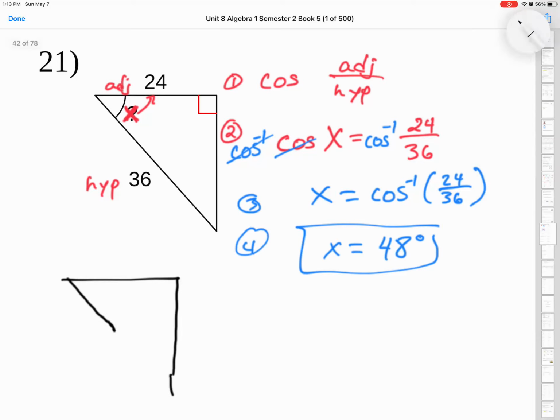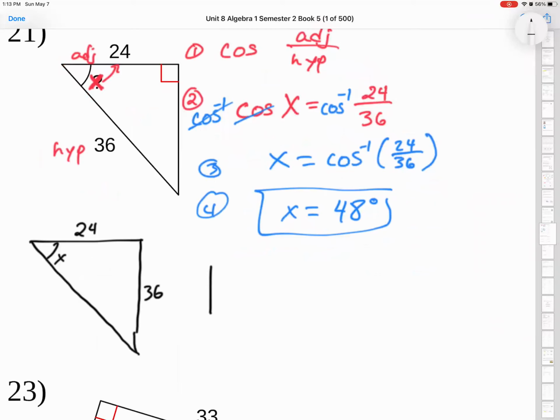Imagine here's your original triangle, right? 24, 36, your angle measure, x, right? Now, if we were to simplify this, you would pretty much just have a smaller triangle with 2 over 3, something like that. And in the end, though, you're still going to have that same angle measure. So you could absolutely simplify this. It's not really going to make any difference, though. Okay. But you absolutely could.